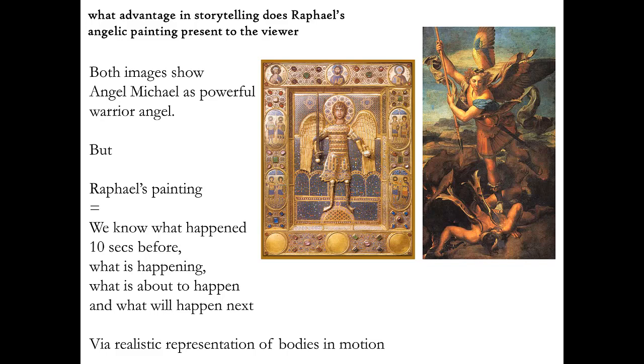So we know what happened 10 seconds ago. We know what is happening, and we know what is about to happen and what will happen next. The angel Michael is going to kill this demon and move on. This demon has no chance of getting up. The demon's head is turned. Its last vision before being destroyed is looking up at this massive, glorious Michael and the spear.